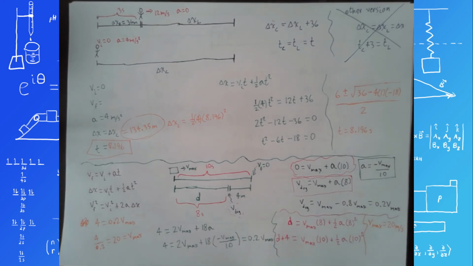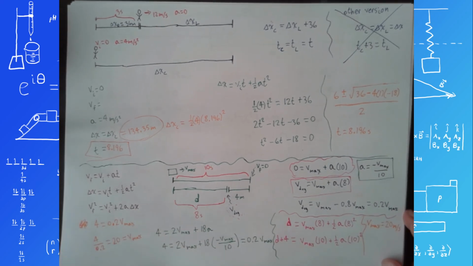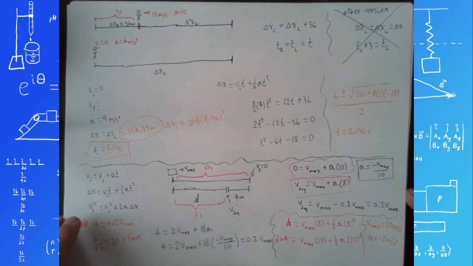What was the question asking for, though? The question was asking how far was the car from the dog, right? So what we actually want to solve for is the value of d. Let's see how we can go about that. I would want to solve for the acceleration next. So acceleration equals negative Vmax over 10. Negative 20 over 10 is just negative 2. So my acceleration is negative 2 meters per second squared.